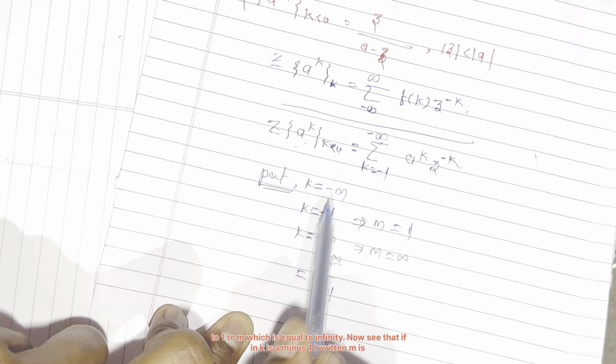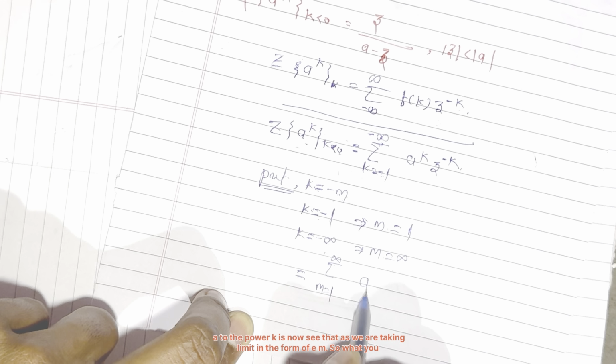Now see that when k is minus 1, I return m is equal to 1, and when k is equal to minus infinity, I return m is equal to infinity.